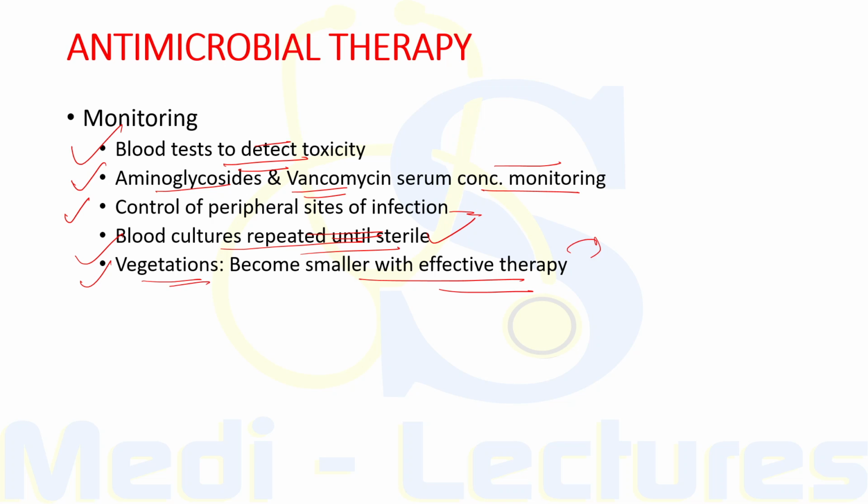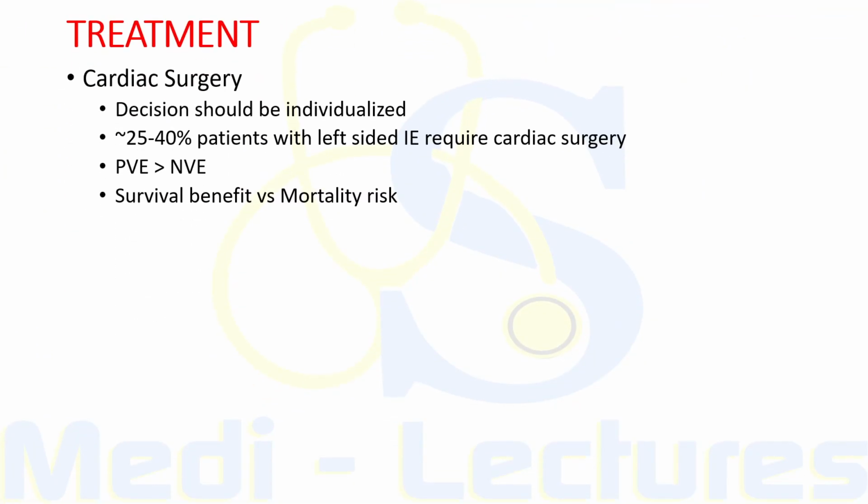After we have discussed antimicrobial therapy in treatment, now let's consider the indications of surgery. First of all, decision for cardiac surgery should be individualized based on the patient's condition. It is important to note that about 25 to 40% of the patients with left-sided infective endocarditis require cardiac surgery. This is particularly during acute infection with higher rates for prosthetic valve endocarditis more than native valve endocarditis. We have to always consider survival benefit versus mortality risk which is associated with the cardiac surgery.